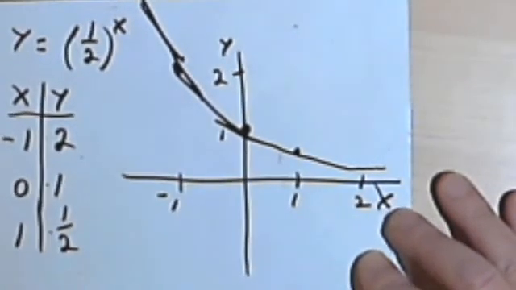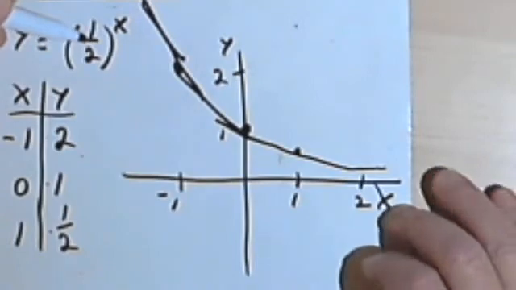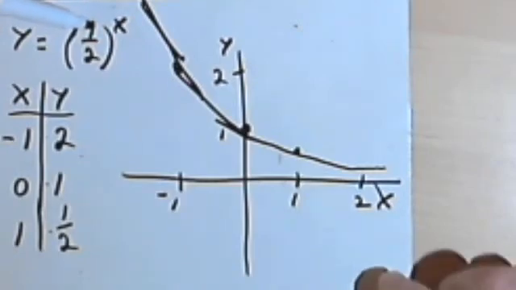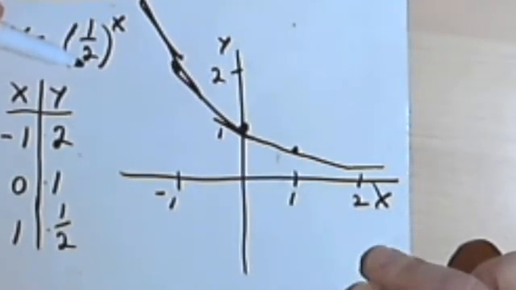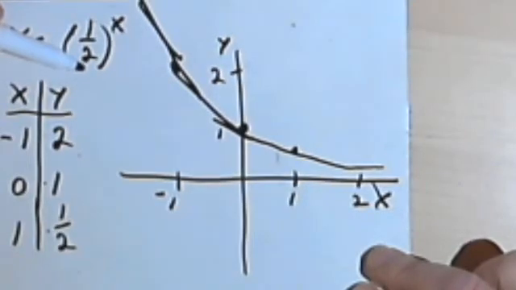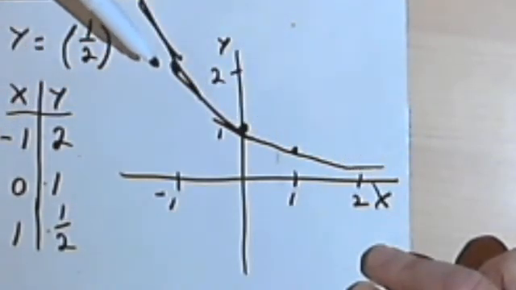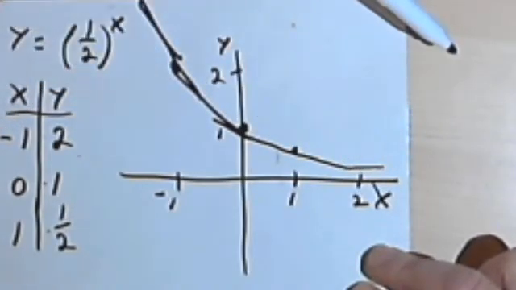Well, this kind of makes sense because I'm taking this fraction 1/2 and I'm raising it to higher and higher powers. Each time I raise it to a power, the 1 is going to stay the same, but the denominator is going to get bigger and bigger. And as the denominator gets bigger and bigger, the whole fraction becomes smaller. So this is a graph that decreases as I go from low numbers to high numbers.